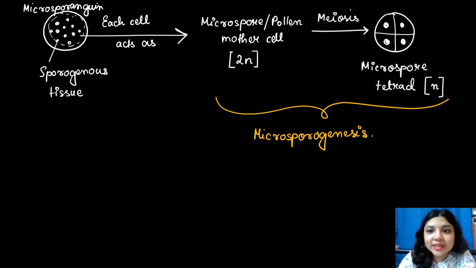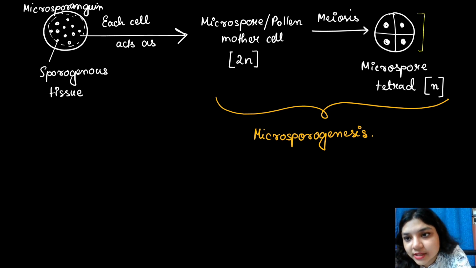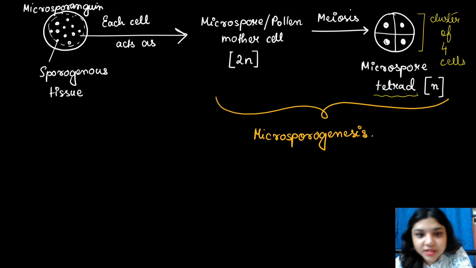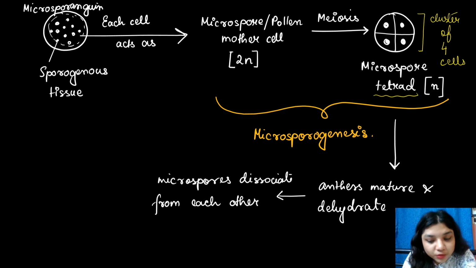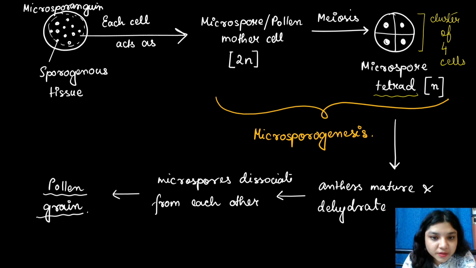So the microspores, when they are formed, how are they present? They are present as a cluster of 4 cells, hence the term tetrads. Are we clear with this? Now what will happen? As the anther keeps maturing, it will get dehydrated. So the individual cells of the microspore tetrad will start separating from each other. They will dissociate, and then they will turn into pollen grains, right?